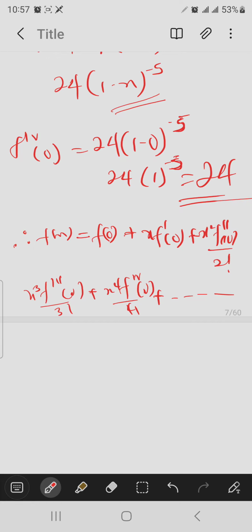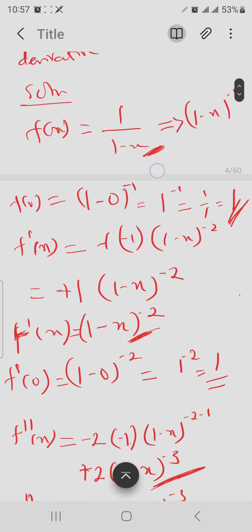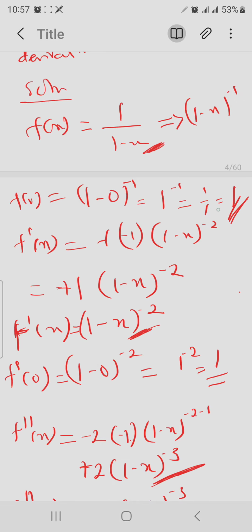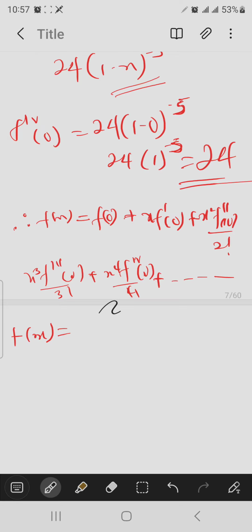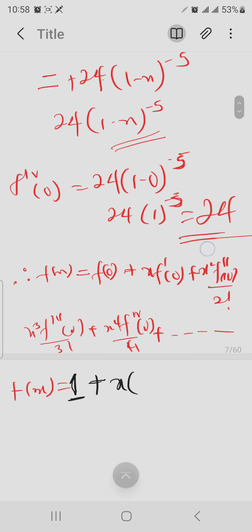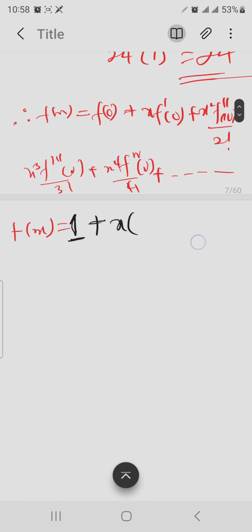Now, from the question, f of x is now equal to what? F of 0. What's our f of 0 when we calculated it in the first place? Our f of 0 is 1. So we have 1 plus x f prime of 0. I've calculated it, let me see it. F prime of 0 is equal to 1. I'm done with it.